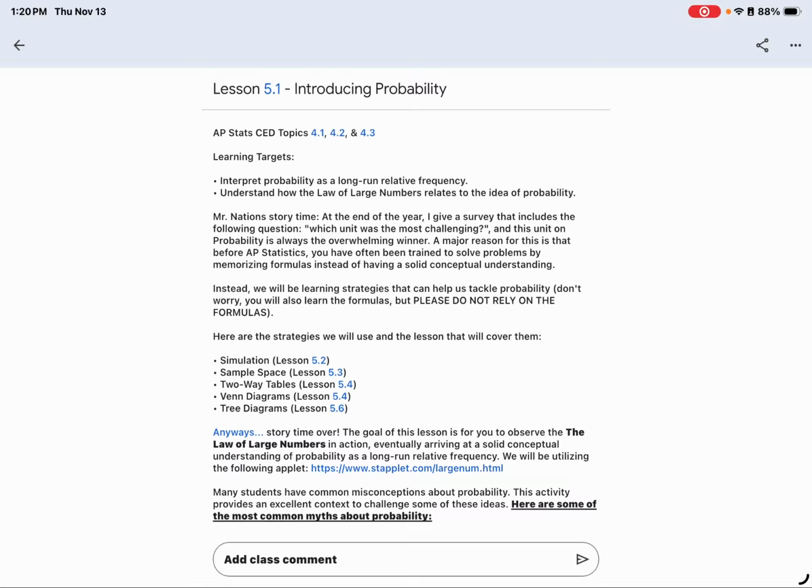And it's just because of how you probably have been taught probability in the past, if you've even seen probability. You've probably been trained to solve problems by memorizing formulas. I'm not going to make you memorize formulas. First of all, they're on your formula sheet on the test. But also, there are other ways we can tackle probability. So let's talk about just what probability is in general.